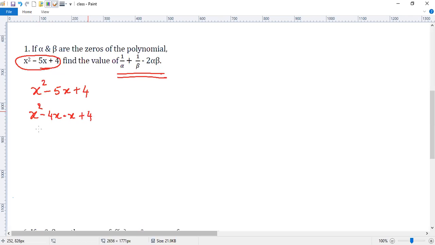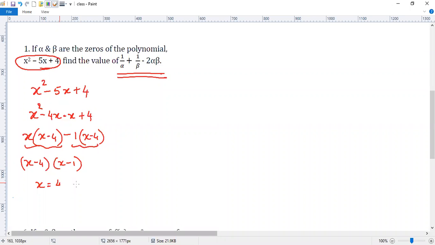Right? Now taking common, x minus 4 with x common, and from these two terms taking minus 1 common, again x minus 4. So from these two terms I can take x minus 4 common outside, and I'll get x minus 1. Therefore x will take a value of 4 or x will take a value of 1. So these are the two values. So alpha is 4 and beta is 1. This way you can find it. This is one thing. Right?